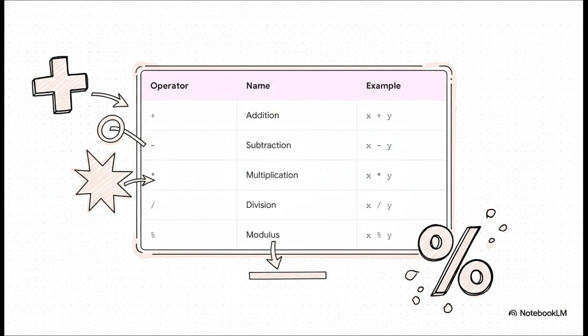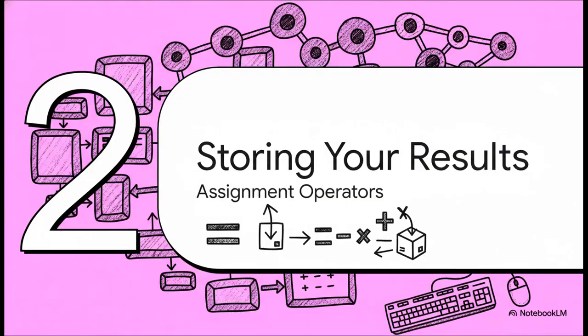This one is kind of like a secret weapon. It gives you the remainder after a division. So x % y is basically asking, hey, what's left over after I divide x by y? And trust me, that is incredibly useful for all sorts of things, like checking if a number is even or odd.